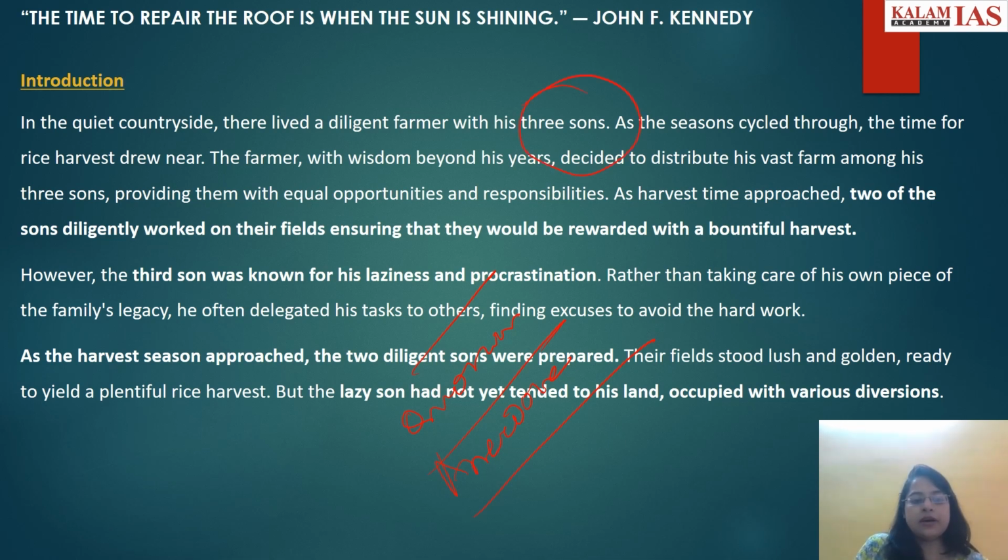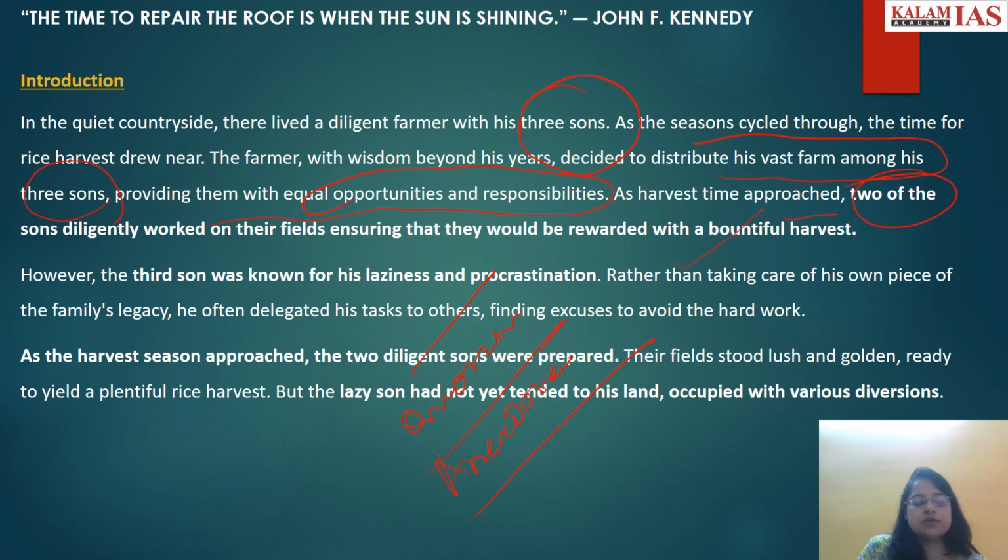So here I have taken the anecdote of three sons who are farmers, and it is the time for rice harvest. The rice harvest is very much nearing. Here the main farmer, the father farmer, has decided to distribute his vast farm among his three sons, providing them with equal opportunities and responsibilities. And as the harvest time is approaching, two of the sons, who are very hardworking, are diligently working on the fields, ensuring that they would be rewarded with a bountiful harvest.